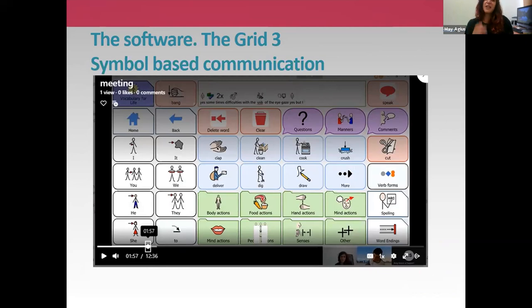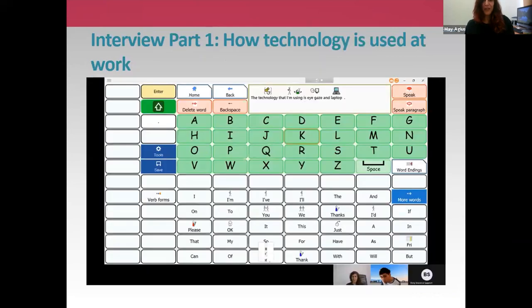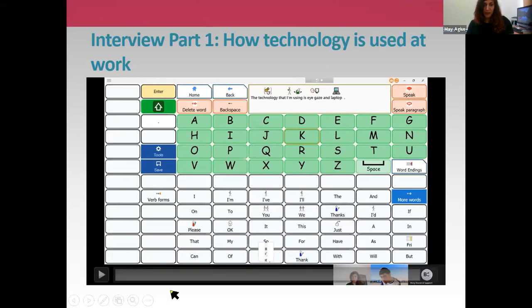Another thing I want to say to you is that you may also see sometimes a little red circle that goes around, and that's what we call the dwell, where he's looking at the screen with his eyes, and it needs to go around the full circle in order for the computer to recognize that he's selecting that particular cell. Okay. So the first part of our interview, we focused on how he uses technology at work. I would say that this interview, we have edited it because sometimes using your eyes can be slow. So just for you to know that, I'm going to play that video now. It's a very short one, just where he tells us how he uses his technology at work.